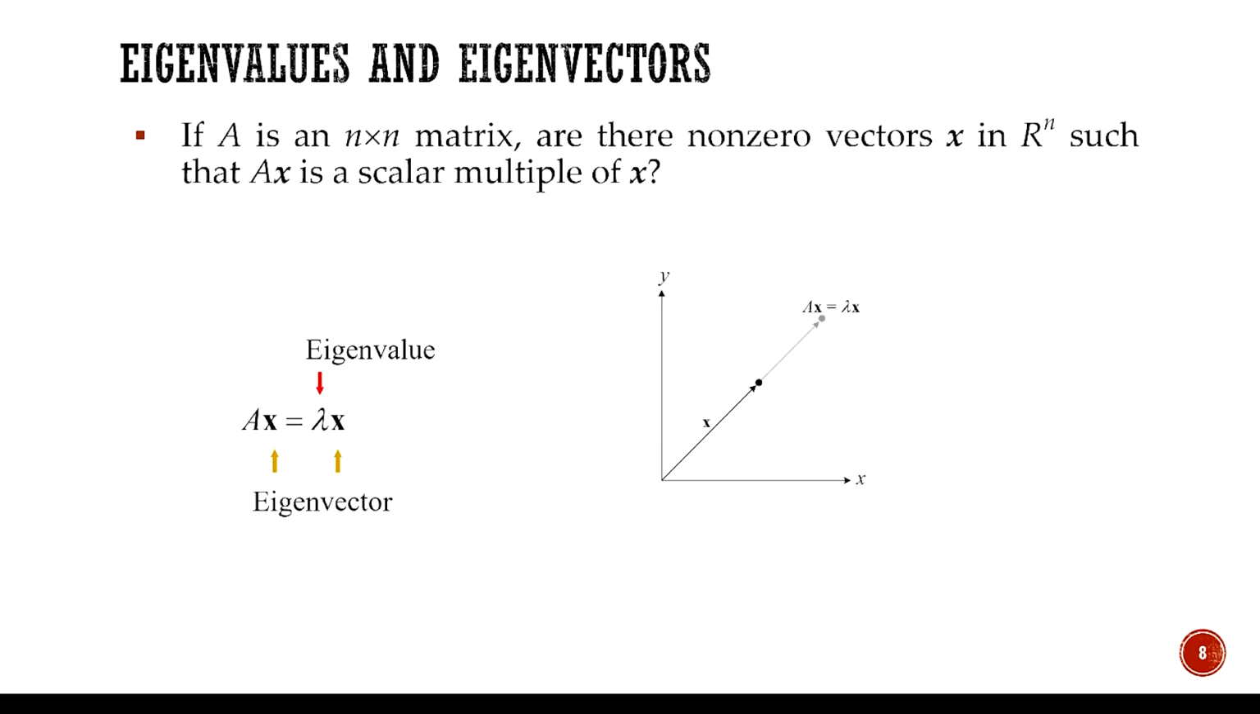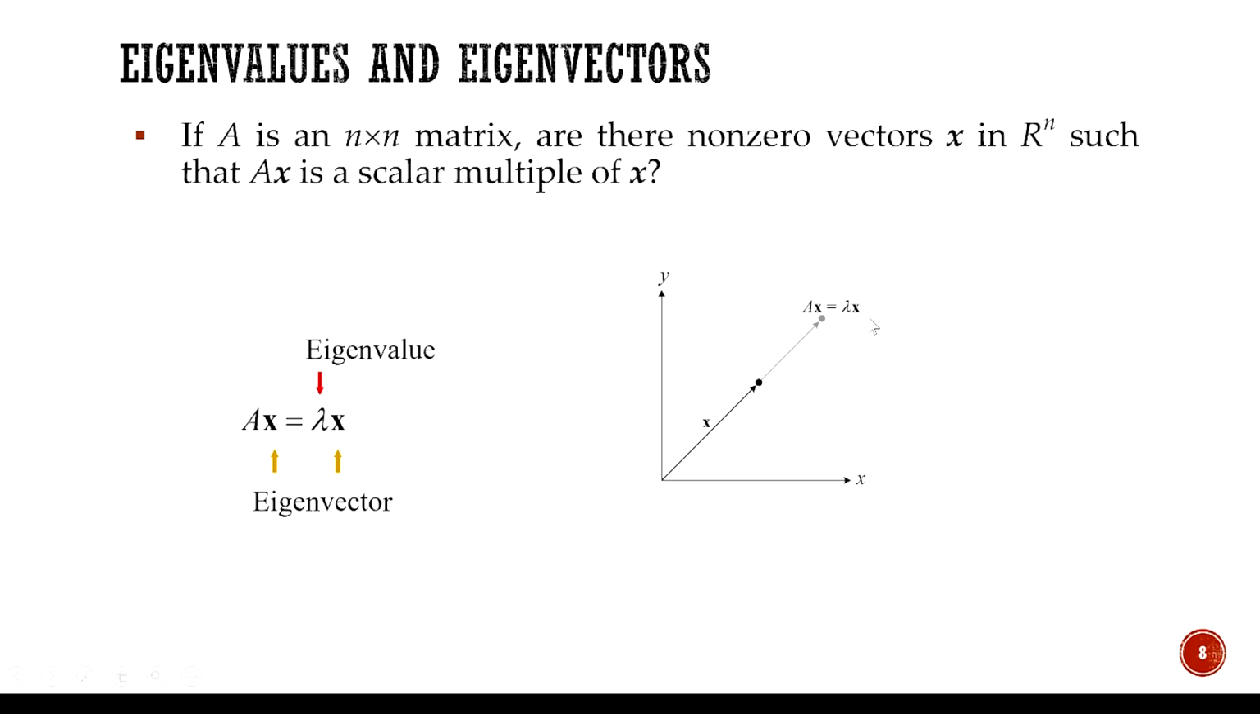Let's take a look at the concept of eigenvalues and eigenvectors before we run them in a Python notebook. Let's say A is an n by n matrix. Now the question is, are there non-zero vectors, such as x, that Ax is a scalar multiple of x? So here, in this graph, we have the x-axis, the y-axis, and then you see vector x.